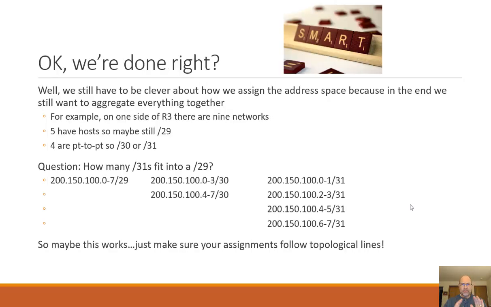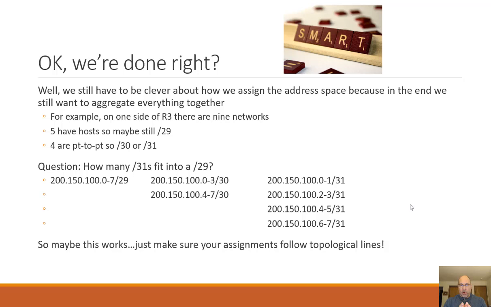We're okay? Well, we still have to be clever about how we assign the addresses. Remember that before when we said, great, we can aggregate 8 /29s together into a /26 and just say, oh, those 8 are that way or those 8 are that way. We find out that the downstream routers can actually do some aggregation too. And so we still want to be clever about how we assign the address space.